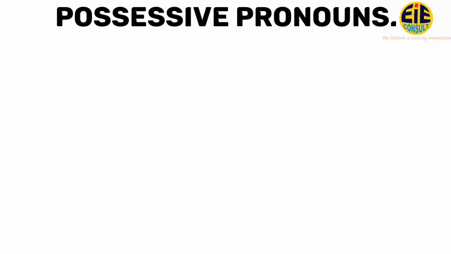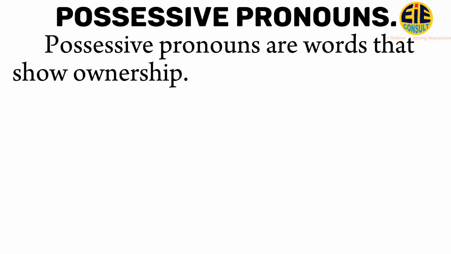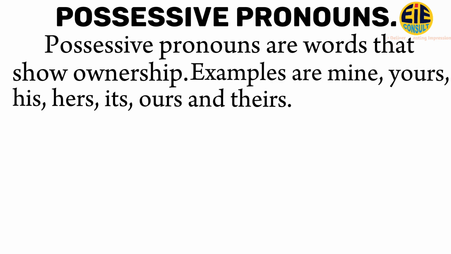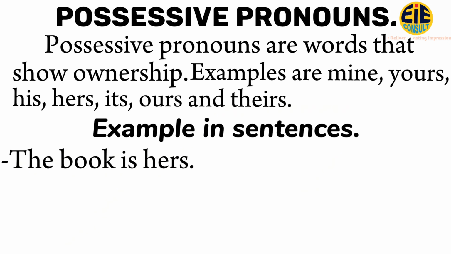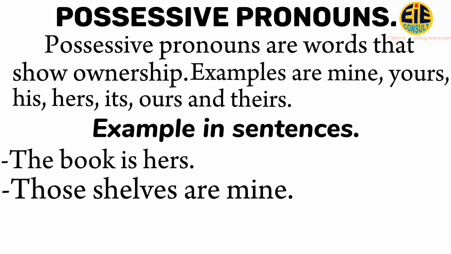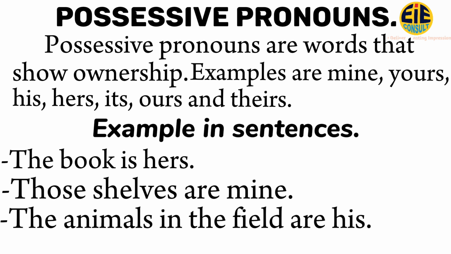3. Possessive pronouns. Possessive pronouns show that someone owns something. Someone or something owns something. They show ownership. Examples are mine, yours, his, hers, its, ours, and theirs. We use them in sentences like, the book is hers. Those shelves are mine. The animals in the field are his.